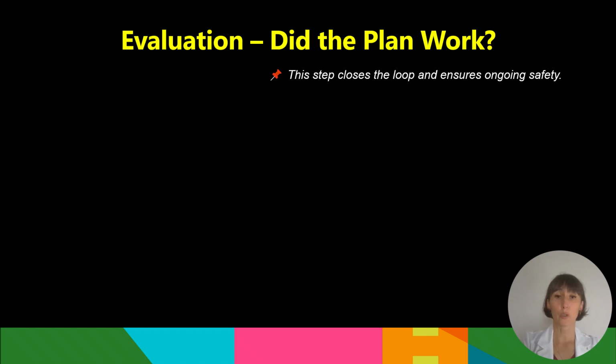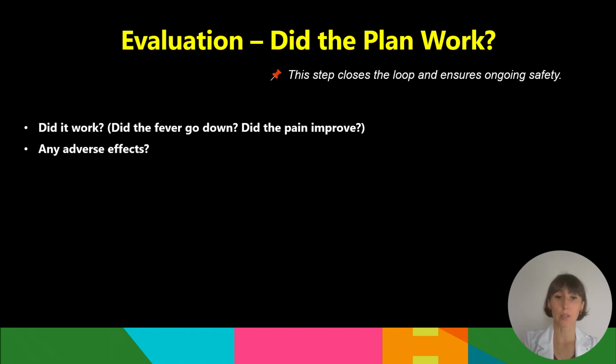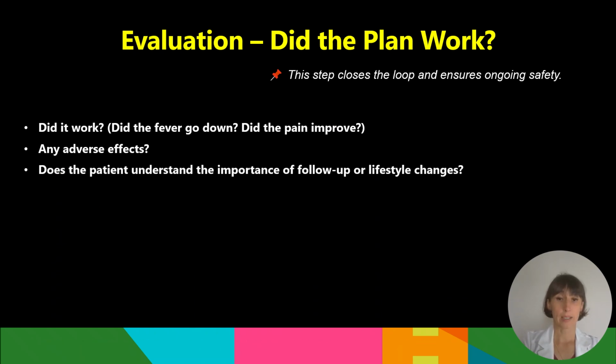And finally, we move to evaluation. This is the last step of nursing process. After administering the medication, the nurse reassesses to answer 3 key questions. Did the medication achieve the desired effect? For example, did the fever drop? Did the pain level improve? Are there any adverse effects that require immediate action? And does the patient understand the importance of follow-up care or lifestyle modifications to support the treatment? Evaluation is the step that closes the loop. It ensures not only that the medication worked, but also that the patient remains safe and informed moving forward.